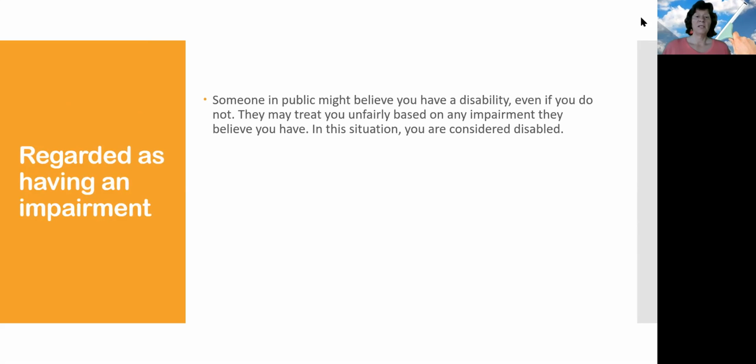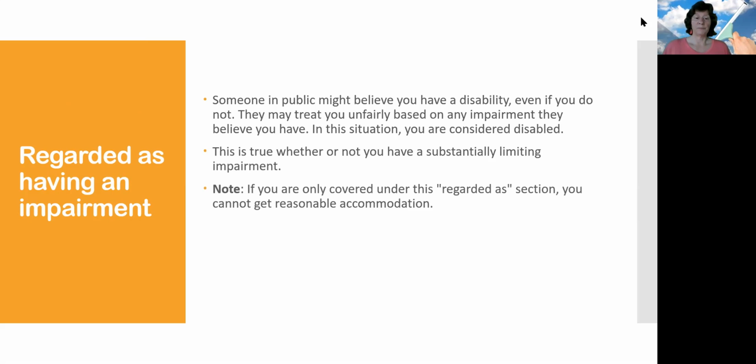Regarded as having an impairment. Someone in public might believe you have a disability, even if you do not. They may treat you unfairly based on any impairment they believe you have. In this situation, you are considered disabled. This is true whether or not you have a substantially limiting impairment. Note, if you are only covered under this regarded as section, you cannot get reasonable accommodations.